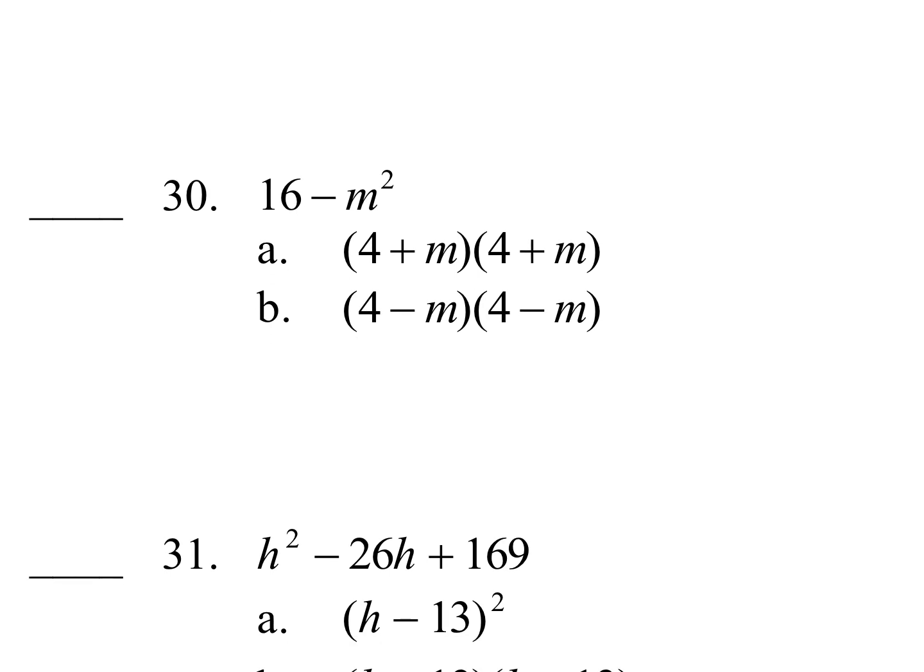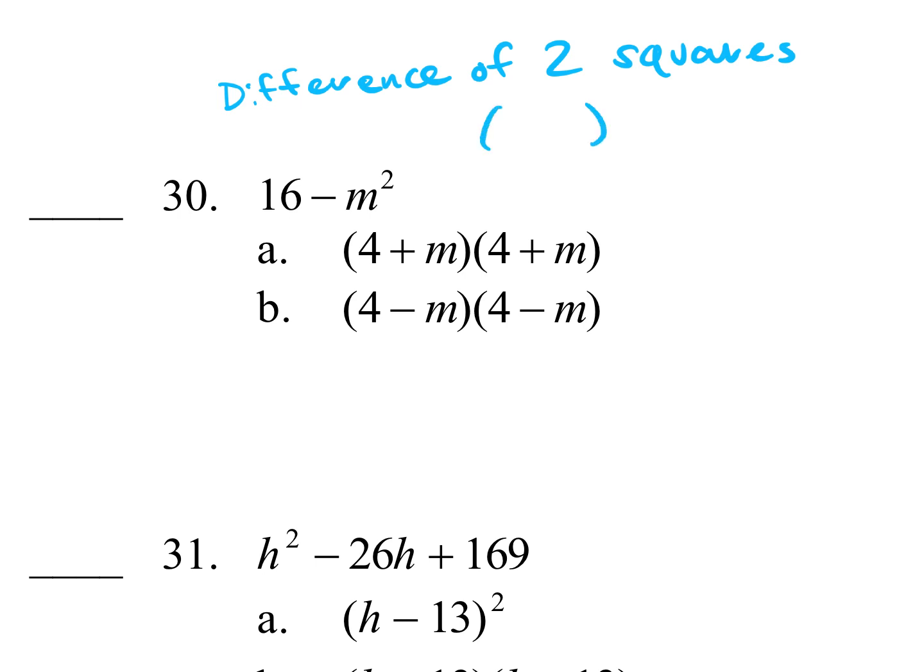All right, let's look at 30. What's special about 30? This would be the difference of 2 squares. So when we have 2 perfect squares, we break it down into a plus b and a minus b. Well, what 2 numbers multiply to give me 16? 4 and 4. So that would go in my first spot.